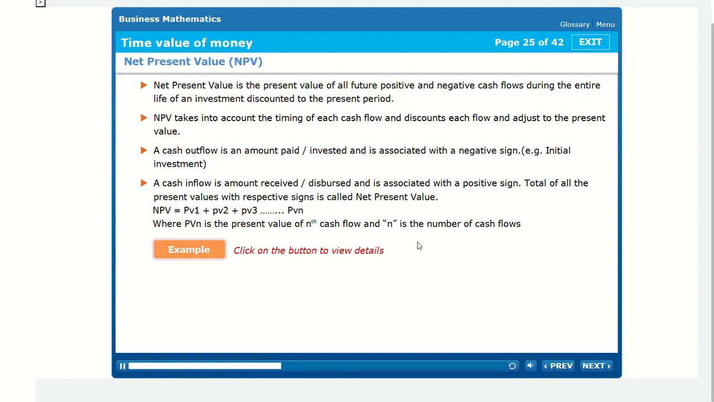A cash outflow is an amount paid or invested and is associated with a negative sign. A cash inflow is an amount received or disbursed and is associated with a positive sign. The total of all the present values with respective signs is called net present value. NPV equals PV1 plus PV2 plus PV3 ... PVN, where PVN is the present value of the nth cash flow and N is the number of cash flows.